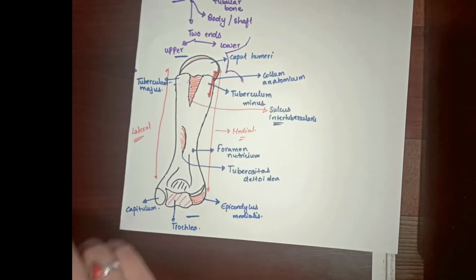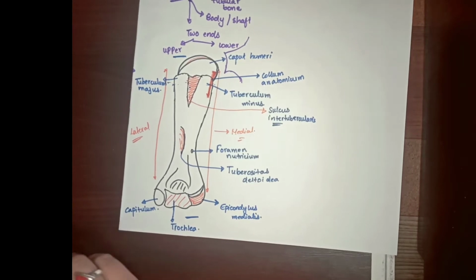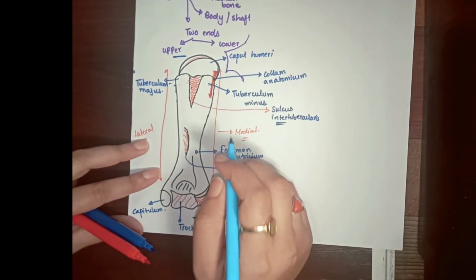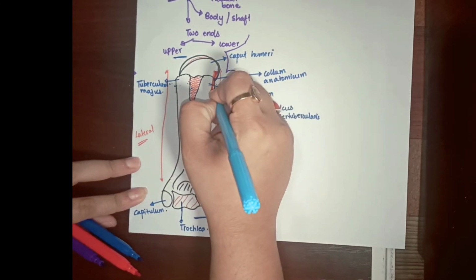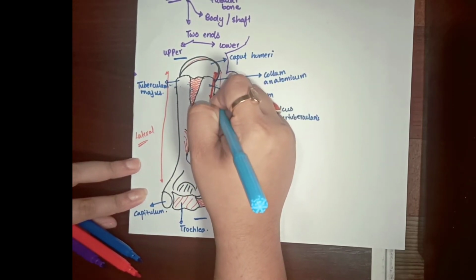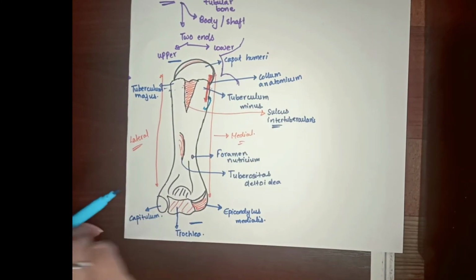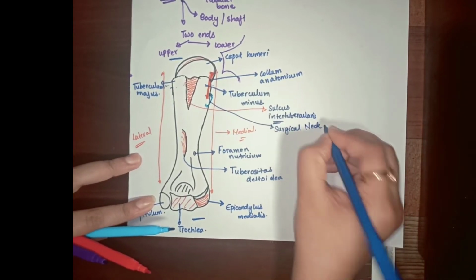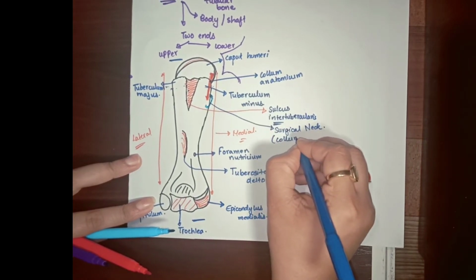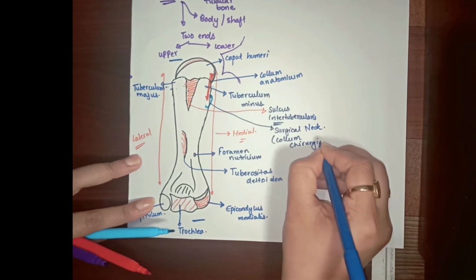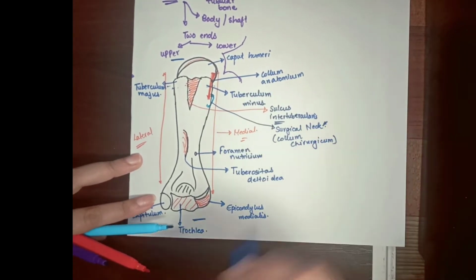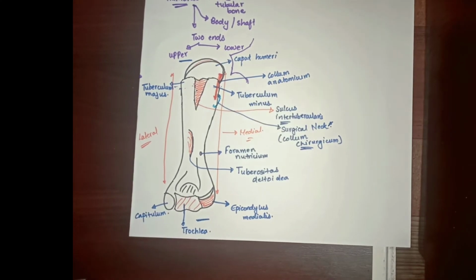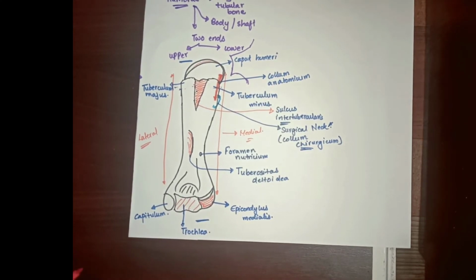Now the most important thing that you have to see here, and the most asked question, is where the surgical neck is found. From here to here, our surgical neck will be found. The Latin name of the surgical neck is collum chirurgicum. Mostly the teacher will ask about the surgical neck only. If they ask about the Latin name, then it is collum chirurgicum.